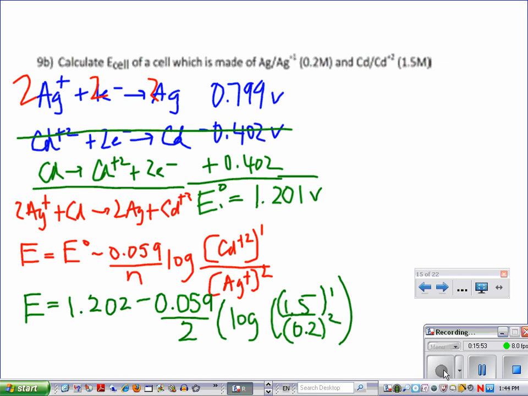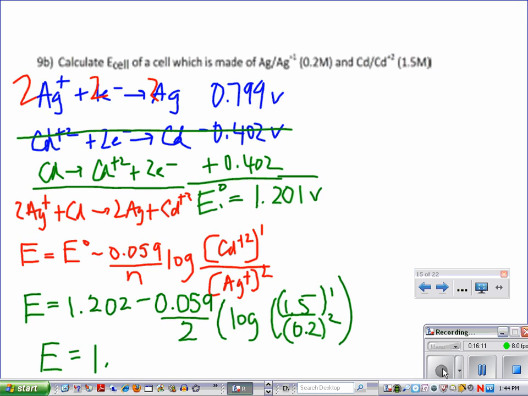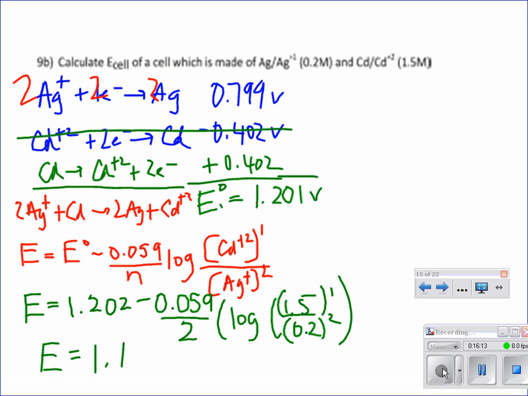Okay, so I plugged in all the numbers, and in doing so, we ended up with a final voltage of, what'd y'all get? 1.155, so it's 1.16 then? It's 1.15. We got the whole rounding business straightened out.